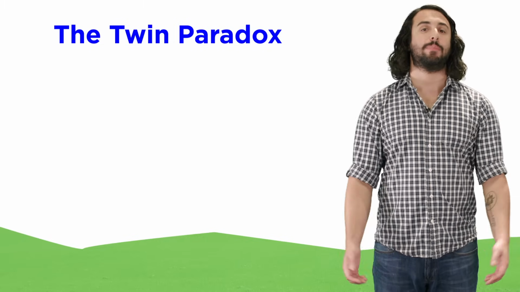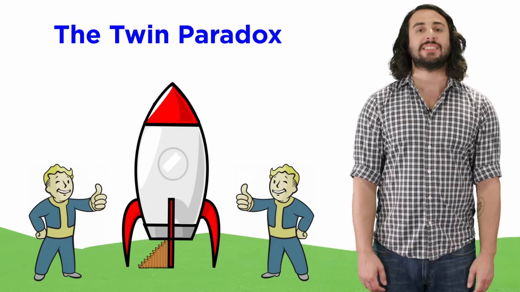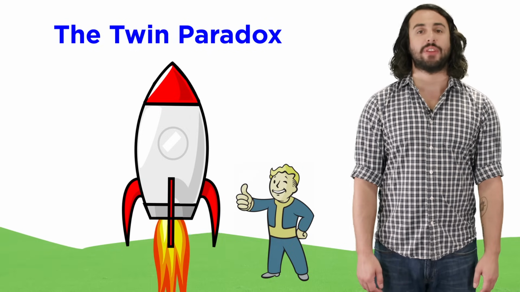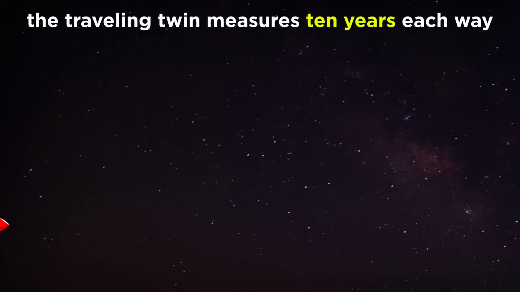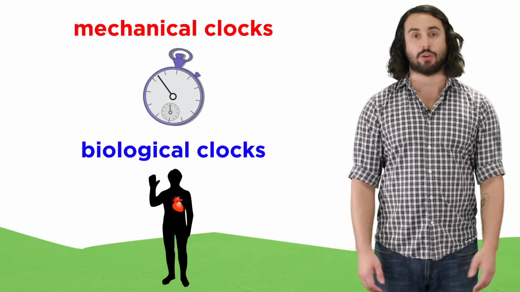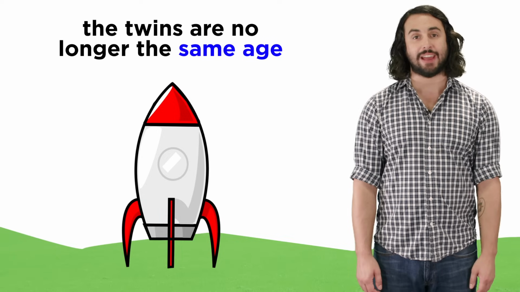The best example of this is something called the twin paradox. Let's say there is a set of twins, and one goes on a journey through space, while the other remains on Earth. The traveler gets in a super fast ship and travels for 10 years, then turns around and comes back. Time dilation doesn't only affect mechanical clocks, but biological clocks as well. So upon returning to Earth, they are no longer the same age.